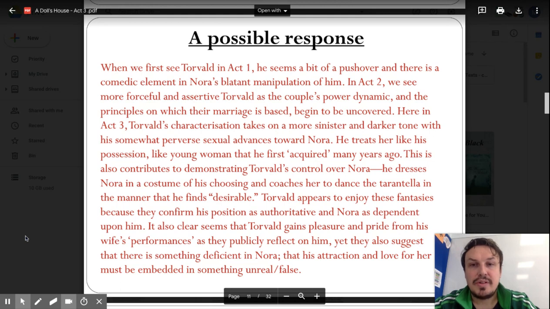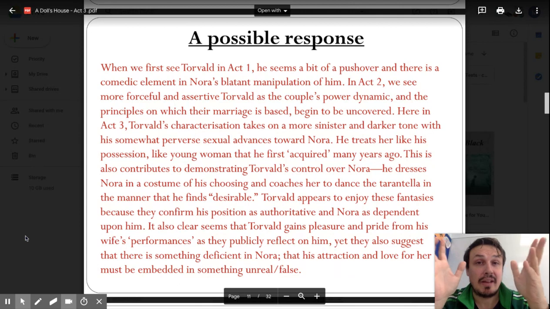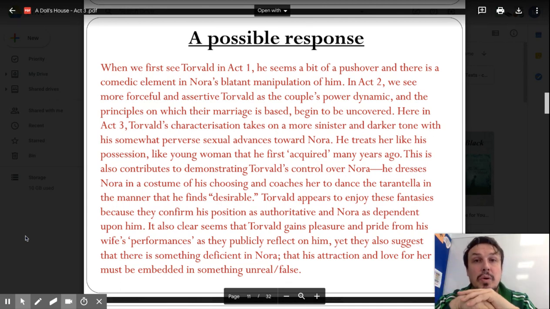The principles on which their marriage is based begin to be uncovered, and this is what we need to pay attention to, all right? Because, again, a constant criticism that we get about Nora's character is that she undergoes this sudden and miraculous transformation. If you read the play carefully in Act 3, you'll see that there's a lot of foreshadowing, a lot of signposting that things are going to be changing with her opinions and attitudes towards her marriage throughout the play.